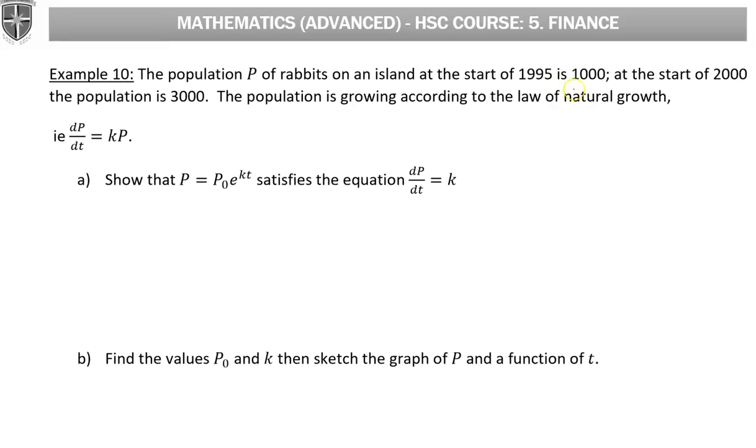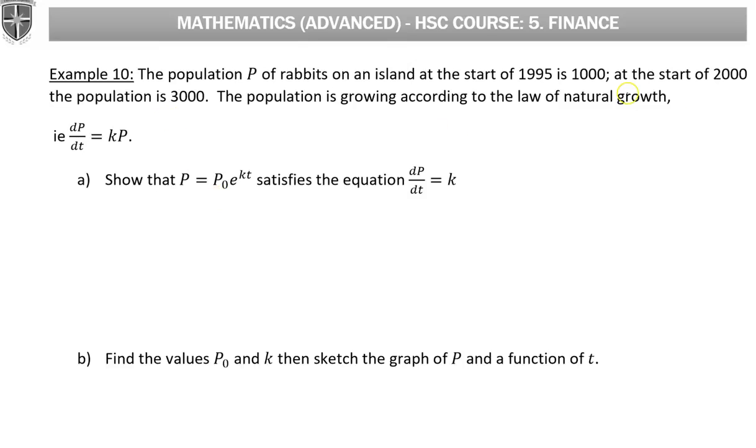We have a population here. We've got our initial value here, so P0 is equal to 1,000. I know that 5 years later, my population has climbed to 3,000.